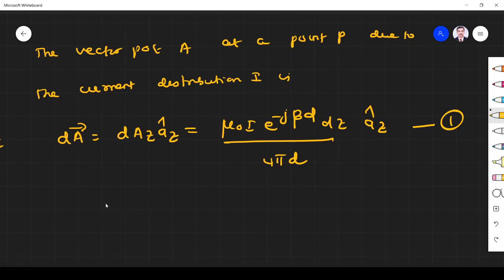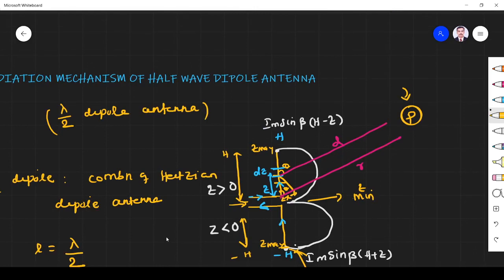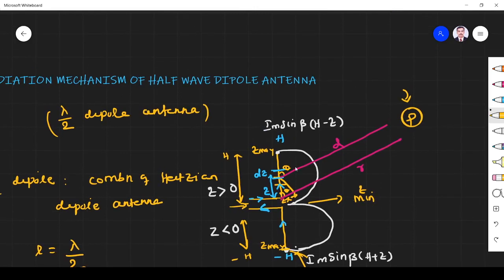Fine. So what is d here? We know that d is the distance from the current element to the radiation point P, right? So I wrote here, what is d? d is the distance from the current element, the small current carrying element, from here to the radiation point P. That is called d, right?